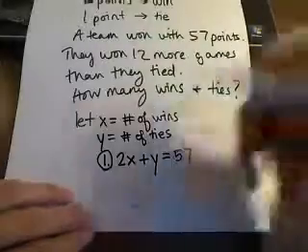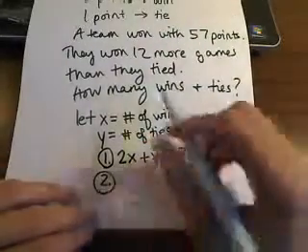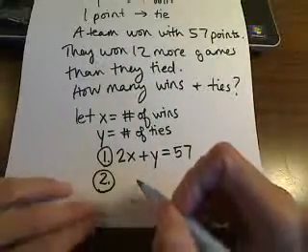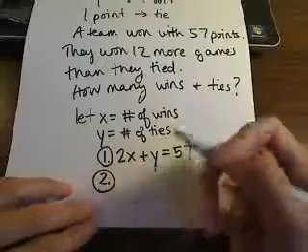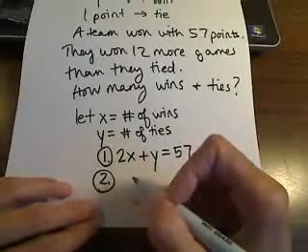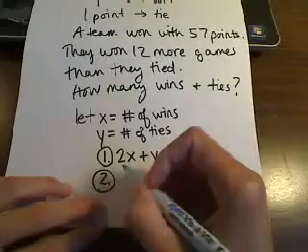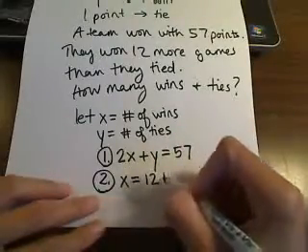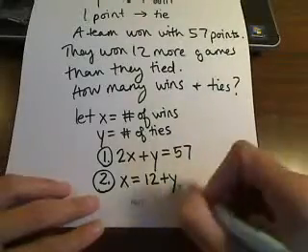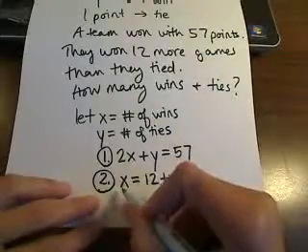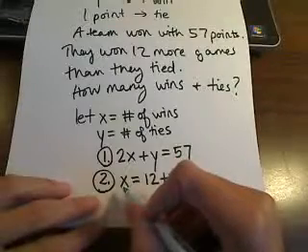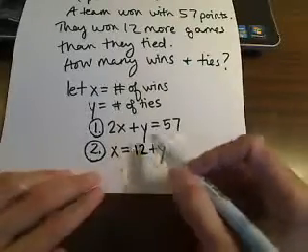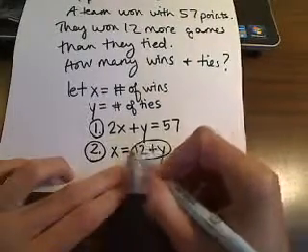The second equation is, we're going to take a look at this right here. It says they won 12 more games than they tied. Okay, so winning is x, and if they won 12 more than they tied, if we add 12 to the number of ties, that would bring the number of ties up to the number of wins. Okay, so here's our system, and once we've set this up, now we can do the substitution method to solve.